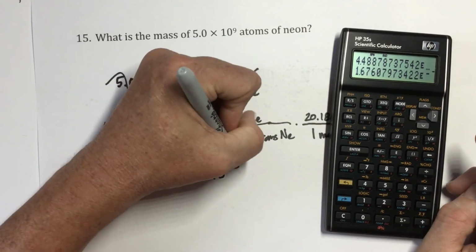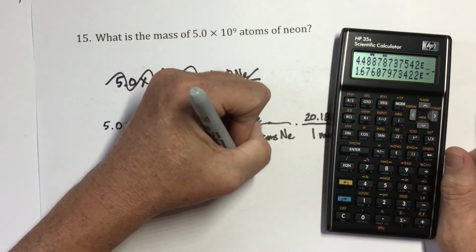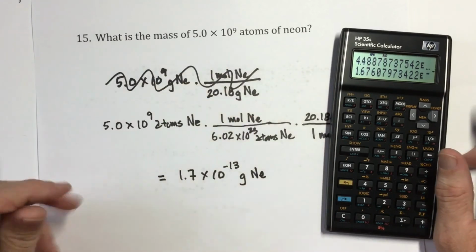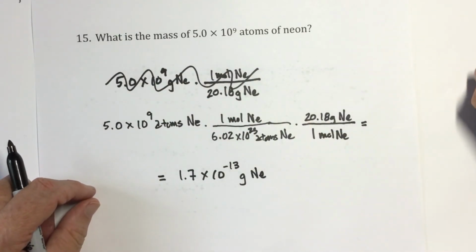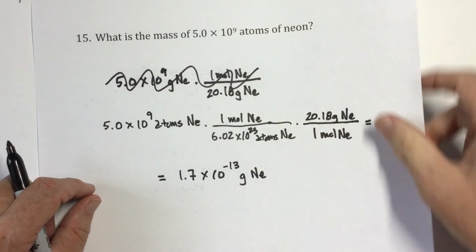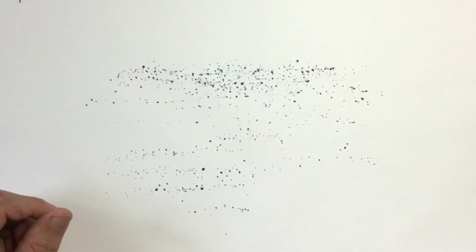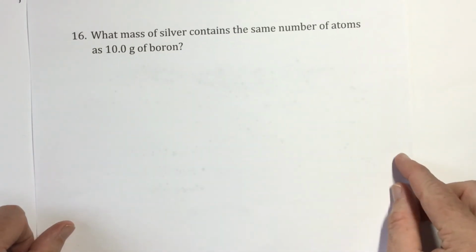Grams of neon, an exceedingly small number of grams. Amount of grams, number of grams. Well, that's a fine number of grams you have there. I believe it's a number of grams.